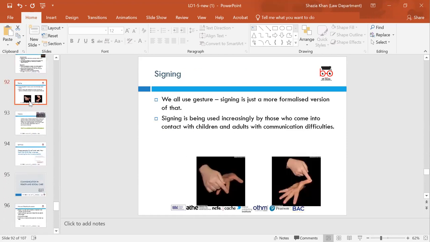So signing, we all use gestures. Signing is just a more formalised version of that. Signing is being used increasingly by those who come into contact with children and adults with communication difficulties, for example in the healthcare profession. If you have a young child or someone that you are working with, then obviously you need to be able to communicate with sign. Also, if you have patients within the health and social care sector, it's very easy, if you know how to sign, to communicate with that individual.